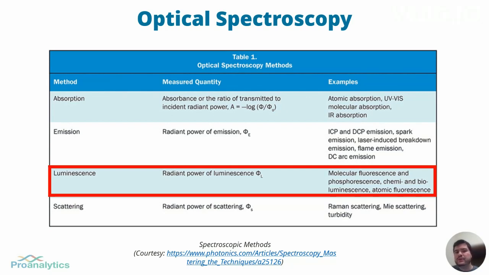UV-Vis spectroscopy and fluorescence spectroscopy are complementary methods, as fluorescence spectroscopy measures transitions from higher electronic energy states to the ground electronic energy state, whereas UV-Vis spectroscopy measures transitions from lower electronic energy states to higher electronic energy states.